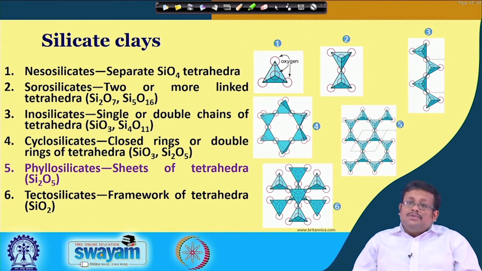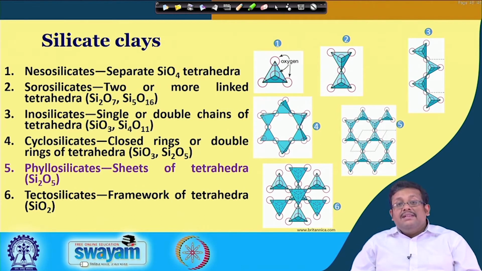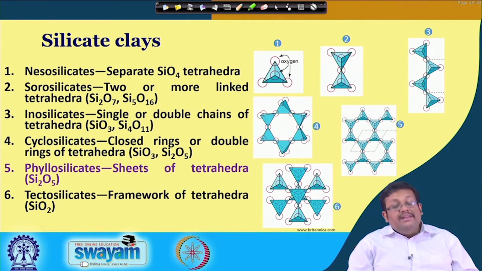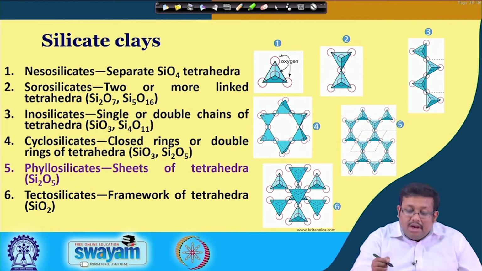Now all the minerals which are present in nature, you can classify them into 6 major categories, starting from nesosilicate, then sorosilicates, then inosilicates, then cyclosilicates, then phyllosilicates, and then tectosilicates. So what is the building block of this type of structure? Well, in any silicate mineral, the basic building block is called silica tetrahedra.